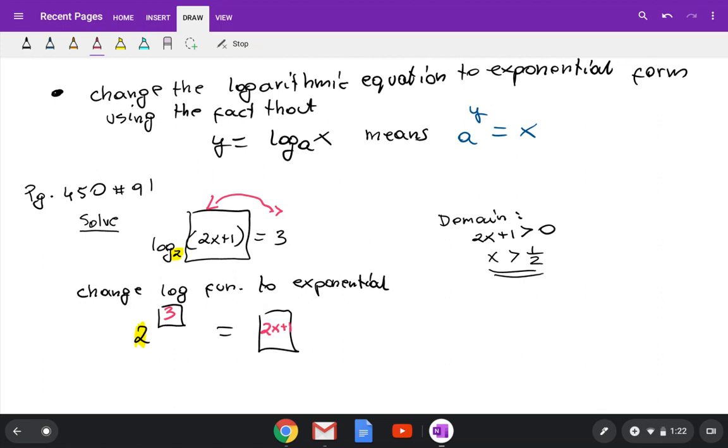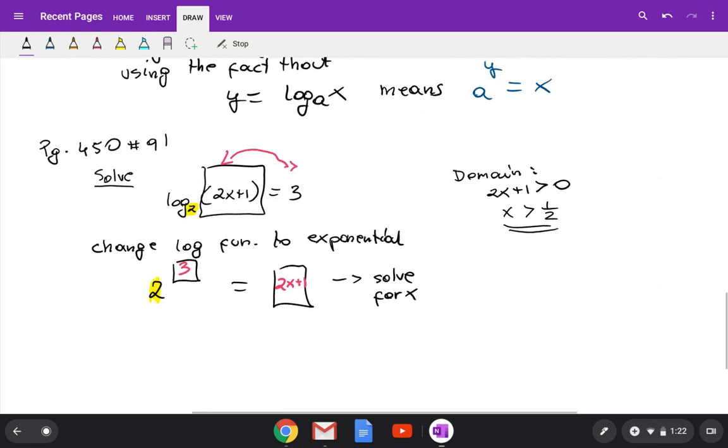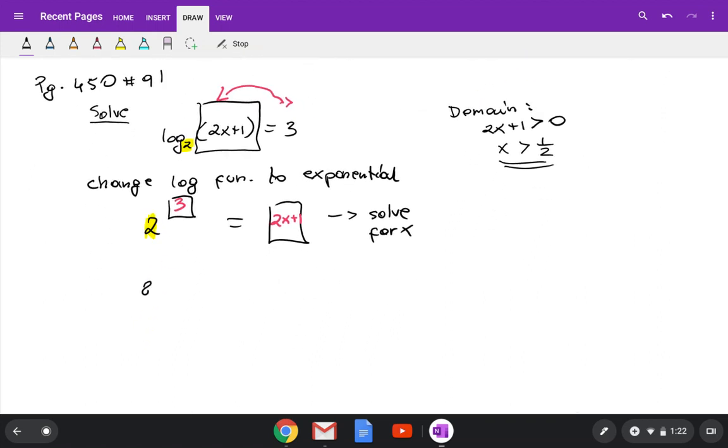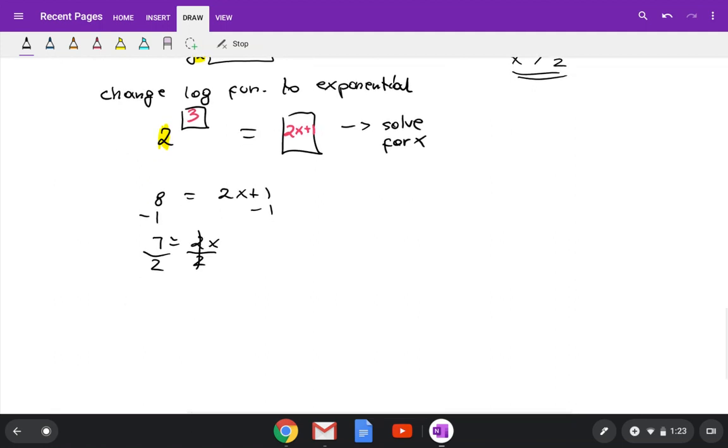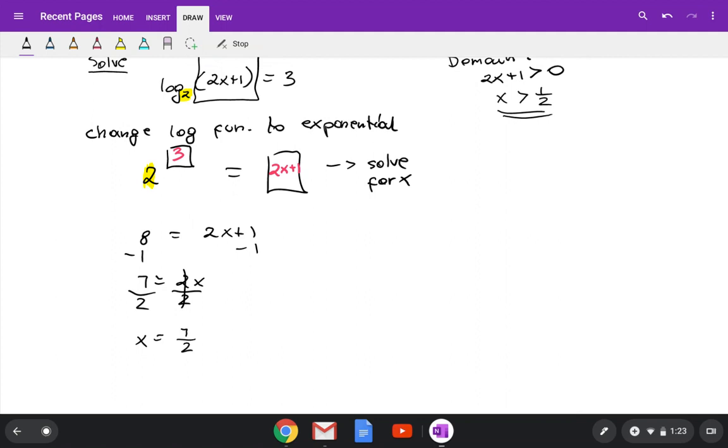So we switch to exponential. When you switch, solve for x. So we have 2 to the third power, which is 8. It's equal to 2x plus 1. Let's solve for x. Subtract 1 from both sides. We're getting 7 equals 2x. And divide each by 2. And we're getting x equals 7 over 2. So x equals 7 over 2 definitely satisfies the domain, because the domain is all x greater than 1/2. So this is our answer.